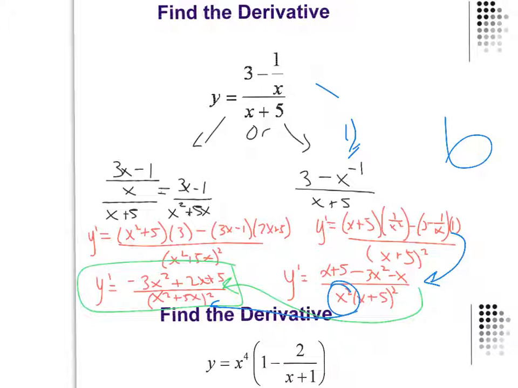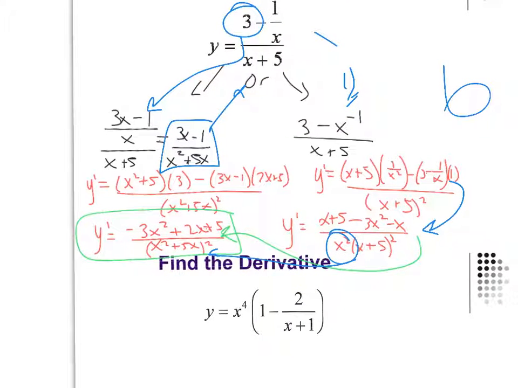The most likely answer that I think you guys should get, and probably the easiest process, is to actually change this into common denominators first and then take the derivative. So if you do that, you end up with this as the same expression, and then you can do low d high minus high d low over low squared. Either way you end up with the -3x squared plus 2x plus 5 all over x squared plus 5x quantity squared. If you have questions about that, come talk to me at some point.